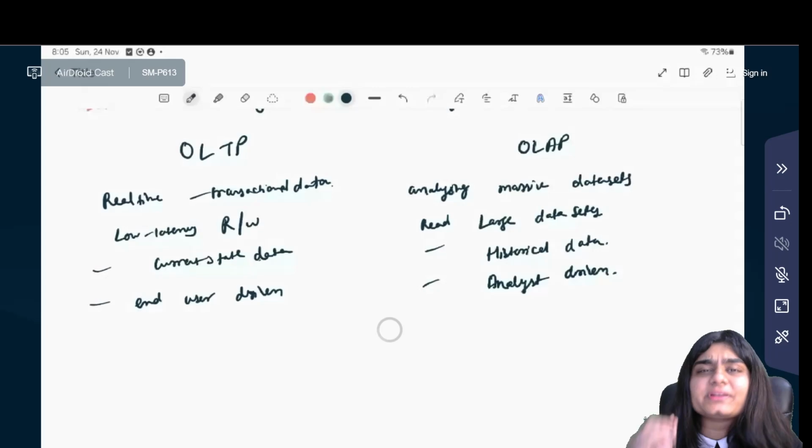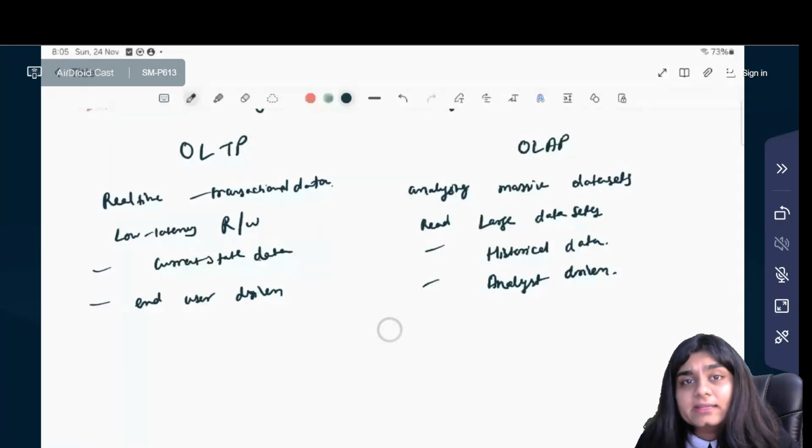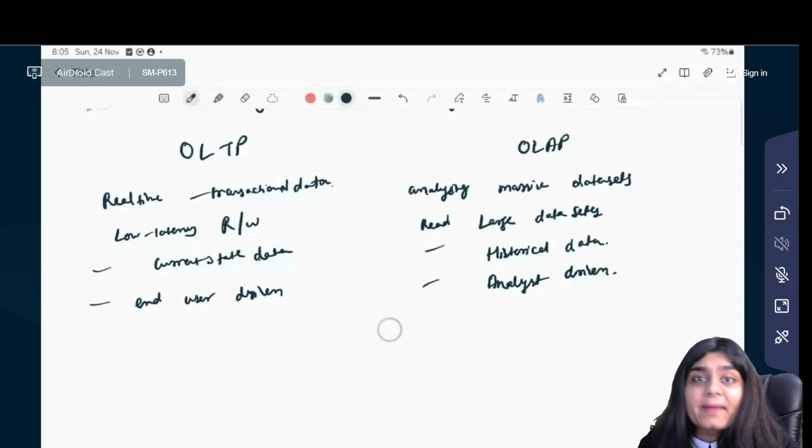A real world example is Netflix. They use OLTP to manage users' accounts, subscriptions, and viewing history. But they also use OLAP to analyze the viewing patterns of the customers, recommend content, and optimize their streaming catalog.